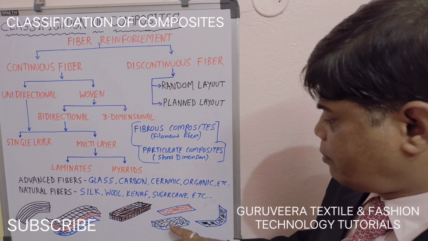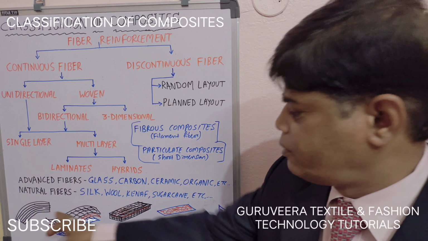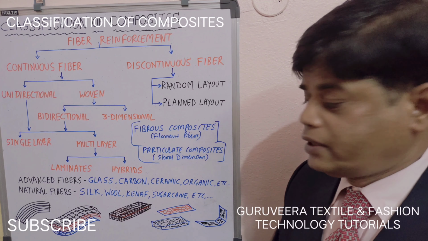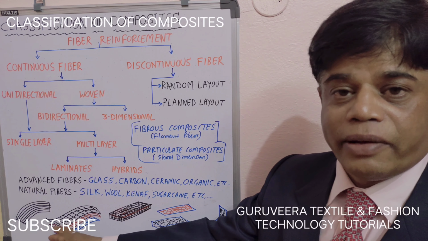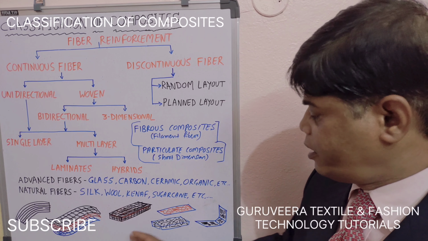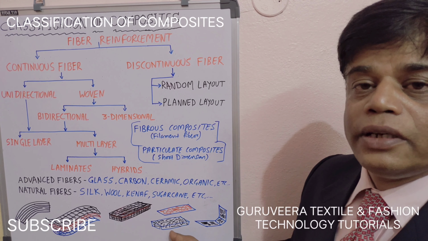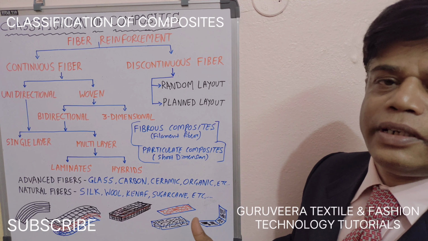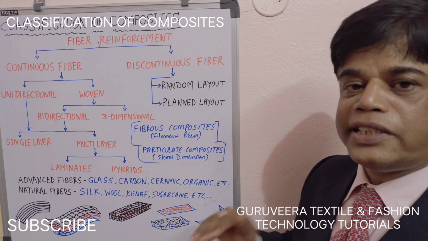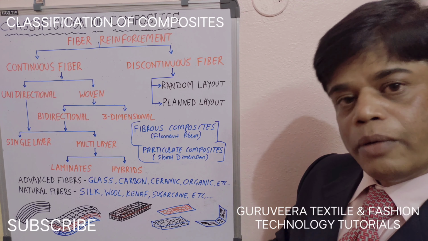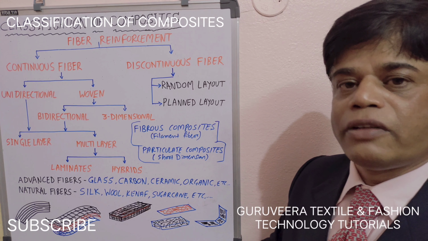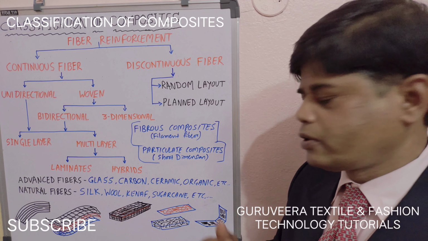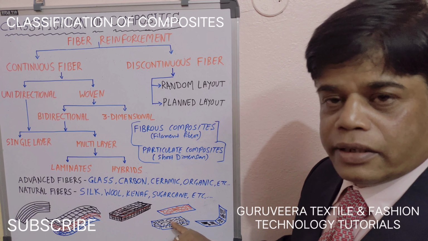Random layout means the fibers are not like this. See, what is the difference between these two? Here the filaments and fibers are properly arranged in a systematic way, but here the fibers are placed randomly, crisscross, any which way. The only concentration is on the shape of the composite, but inside, the placement of the fibers is random, crisscross.